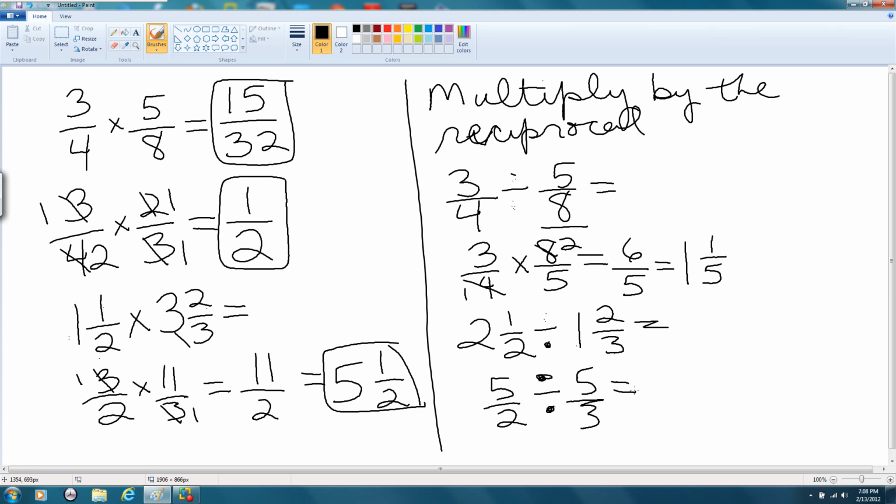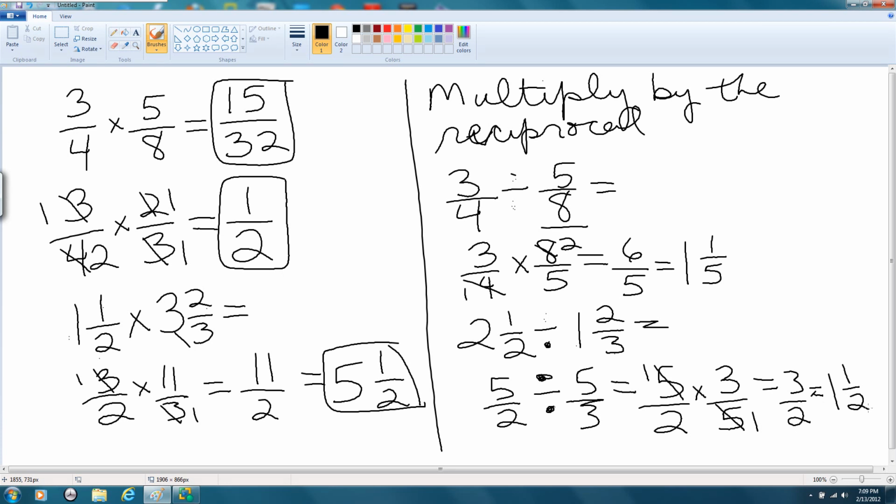Now, we need to convert this again into a multiplication problem. So I'm going to go 5/2 times the reciprocal of 5/3. The reciprocal of 5/3 is 3/5. So I'm going to go 3 over 5. It's always the second number that I'm inverting, by the way. I multiply across, doing cross canceling if I can. 5 goes into 5 once. 5 goes into 5 once. Multiply across, and I get 3/2, or 1 and 1/2.